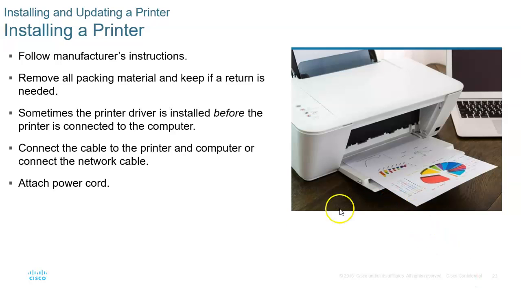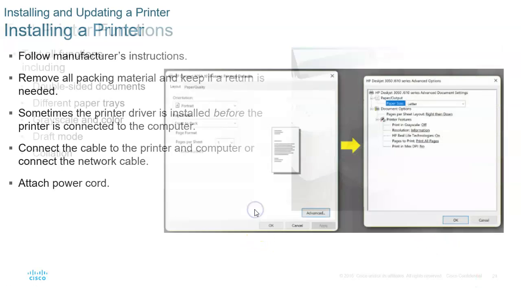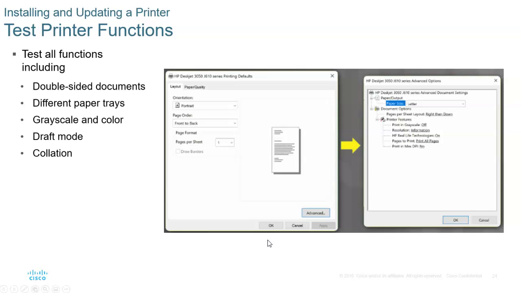Make sure that you test your device once you have it installed. Test all the functions. So if it's supposed to print double-sided, can you print double-sided? What paper tray are you printing from? What are your color settings? Do you want it to only print in black and white or grayscale?